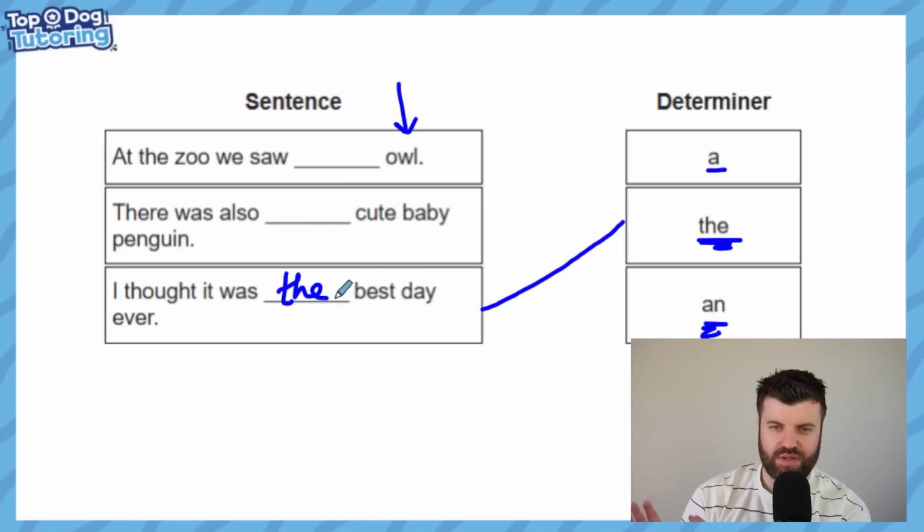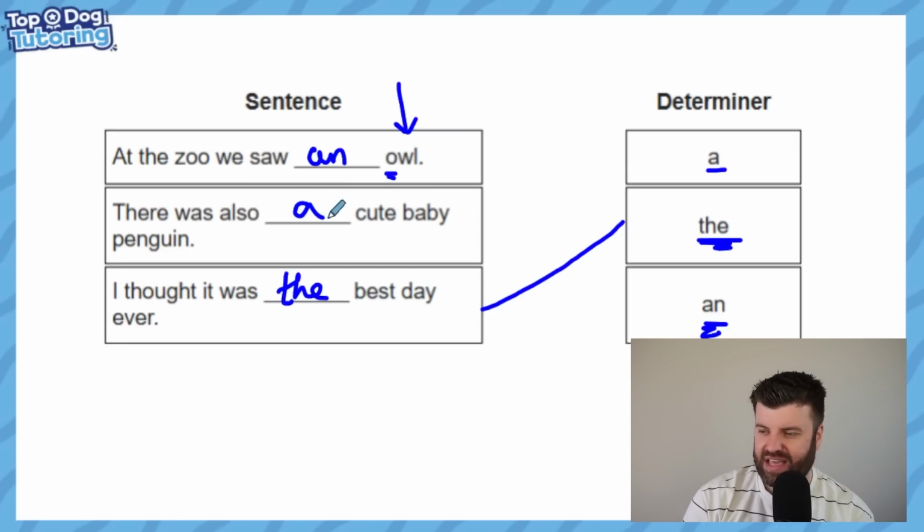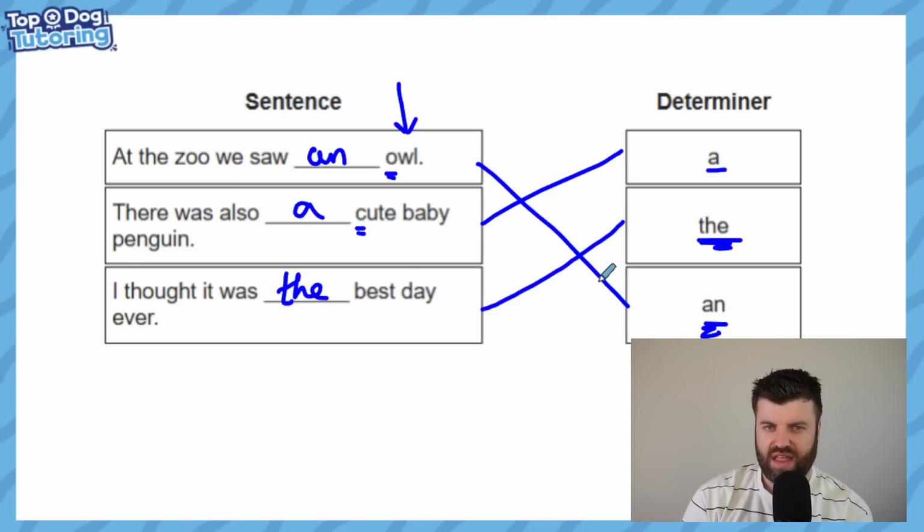And once we've managed to put the in the right sentence, I'd always start with that. We're left with a or an. And the only difference between a or an is the vowel sound in the word after a or an. So for example, owl would be an because it starts with a vowel sound of an ow with an O there. And there was also a cute baby because it's a consonant sound. So trick to answering these questions, place the first, then look at the vowels for a or an.